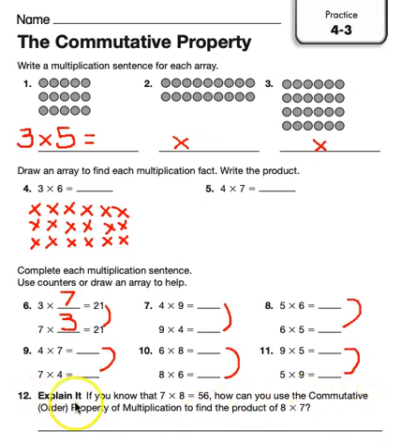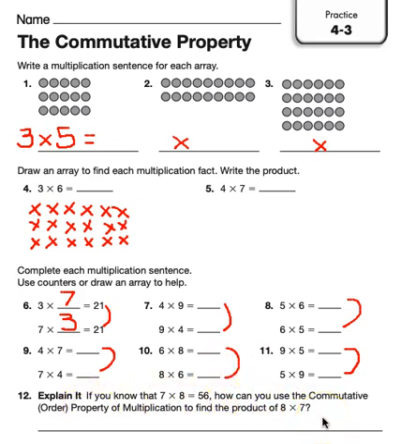Number 12 is an explain it. If you know that 7 times 8 is 56, how can you use the commutative, or order, property of multiplication to find the product of 8 times 7? Well, we just talked about it up here. Because here's 6 times 8, 8 times 6. Why did I put that red line there? Nudge, nudge, wink, wink. Something about the products being the same. So use that knowledge to help you.